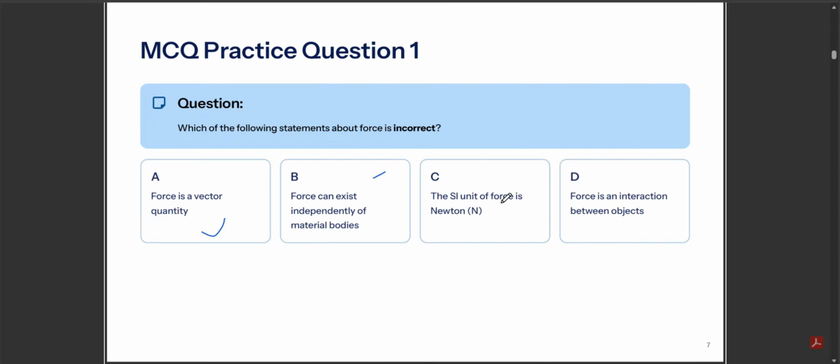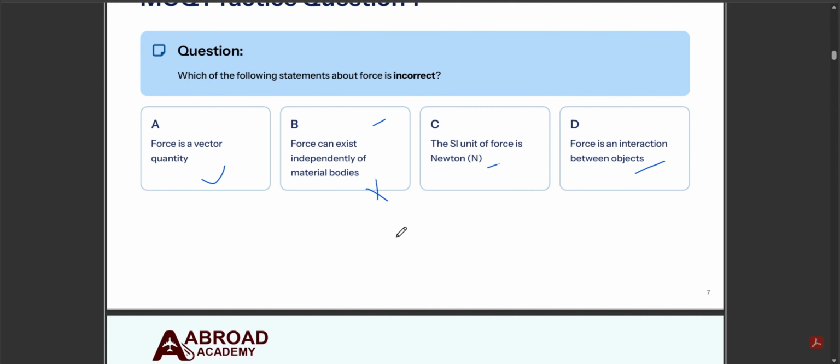The SI unit of force is the Newton, and yes, this is also correct. Force is an interaction between objects. We know this is also correct. That means B is not correct. Okay.